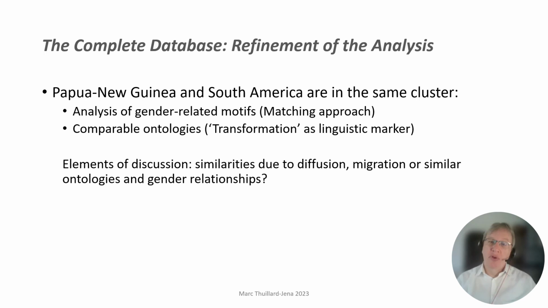But I must also add one last possibility. Ancient DNA has shown that several tribes in South America have DNA that is very comparable to the one that you find in Australia, in the New Guinea region. And this shared DNA is very ancient and most likely means that they share some common ancestor. So migration and diffusion are also a possible explanation beyond similar ontologies and gender relationships.